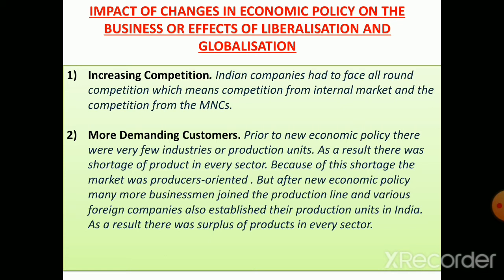1991 से पहले बहुत कम प्रोडक्शन यूनिट्स हुआ करती थी, क्योंकि कम इंडस्ट्रीज थी, तो वहाँ पे शॉर्टेज हुआ करती थी प्रोडक्ट की. So before 1991, it was producers oriented, market was producers oriented. But after new economic policy, बहुत सारे बिजनेसमैन ने ज्वाइन किया, बहुत सारे इंटरनेशनल कंपनीज ने अपनी प्रोडक्शन यूनिट इंडिया में इस्टेब्लिश की, इससे क्या हुआ? There was surplus of products in every sector.